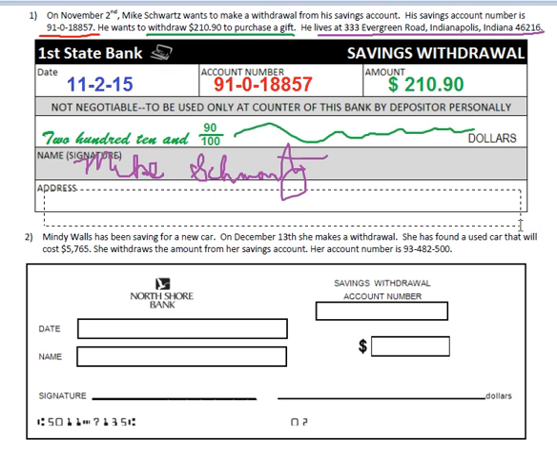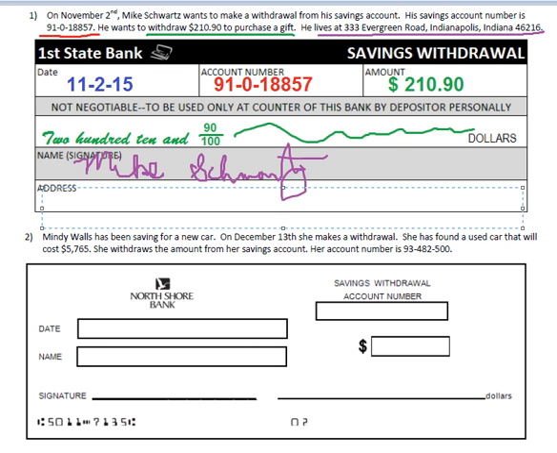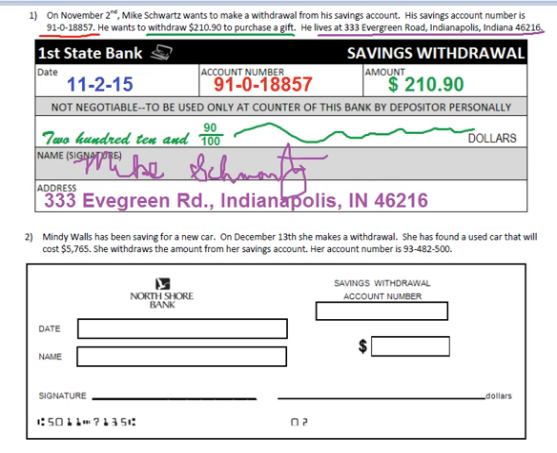And then last but not least, we put in his address. His address is 333 Evergreen Road, Indianapolis, Indiana. You can abbreviate Indiana like that, just like you normally would for a letter, or any other time that you abbreviate a state. And then the zip code. Folks, right there for number one, I know it's kind of colorful, but that's exactly what we're looking for for number one.